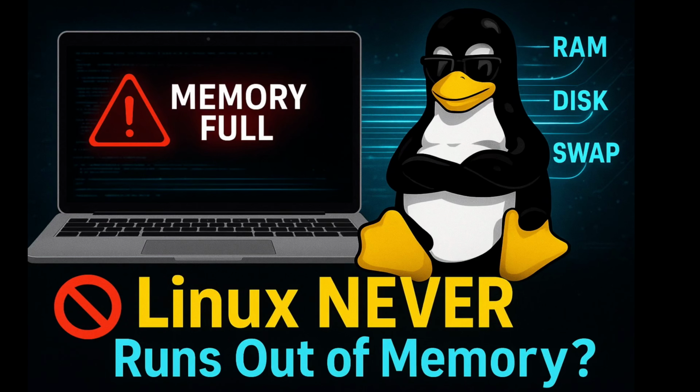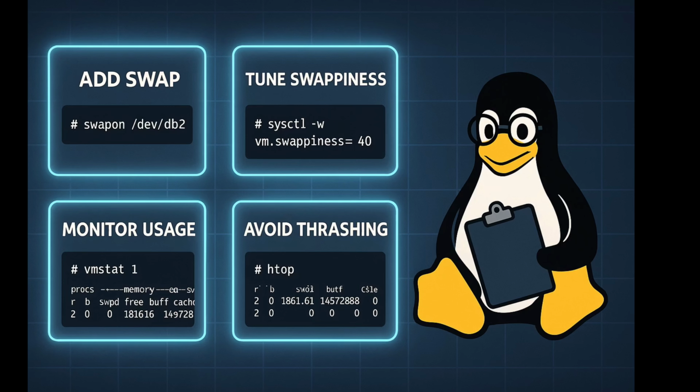Ever noticed how your Linux system keeps running even when your RAM is almost full? That's because Linux doesn't really run out of memory. It swaps. In this video, we'll explore how Linux handles memory smartly using RAM, virtual memory, and swap space, and what those mysterious /proc files like vm.swappiness really mean. So let's dive deep into how Linux keeps your system stable.